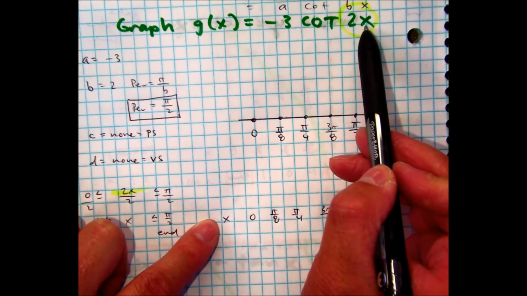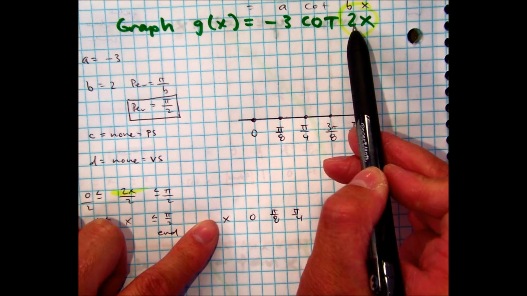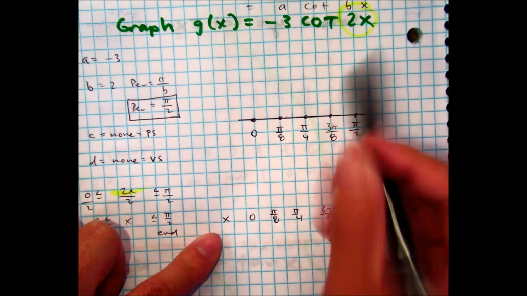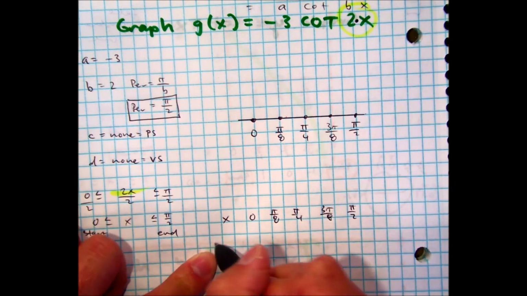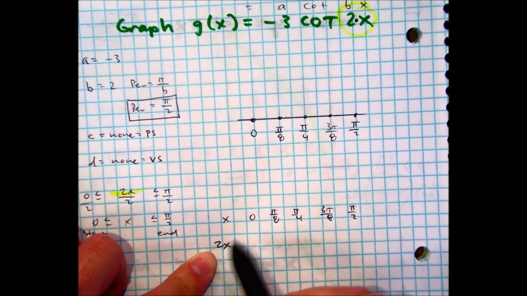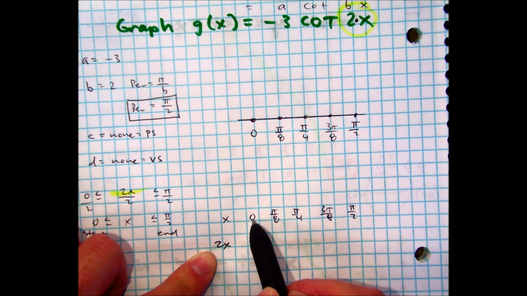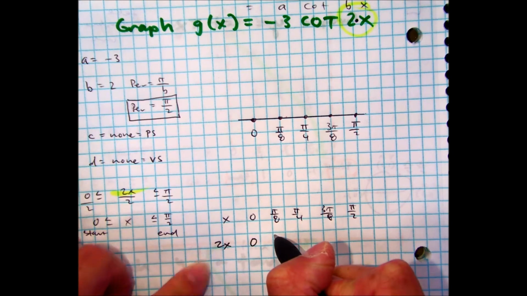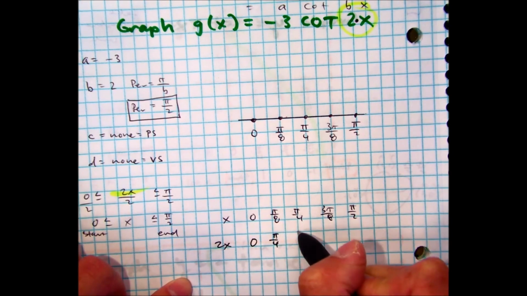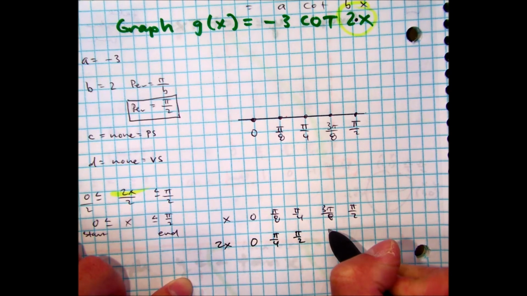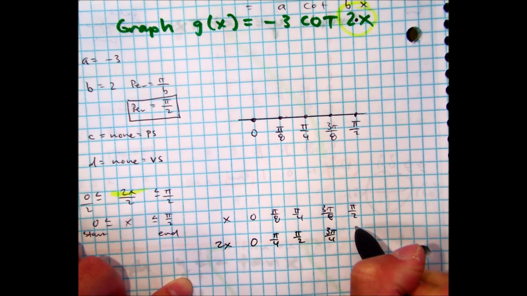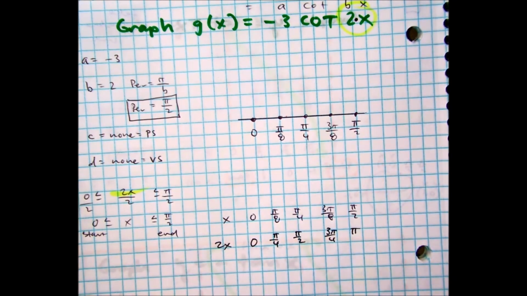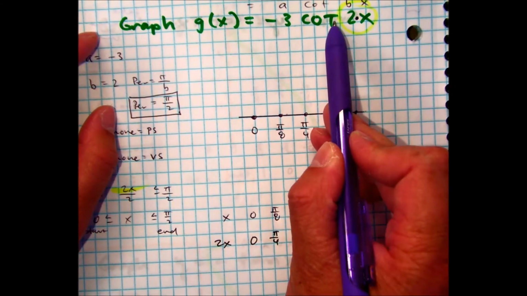I have x. Class, what do I do with this 2? Multiply by 2. Christian, when I multiply by 2 here, you're putting the x value there, 2 times that value. What do you get here? 0. Pi over 4. Pi over 2. 3 pi over 4. And then next, we're going to find cotangent at that value.